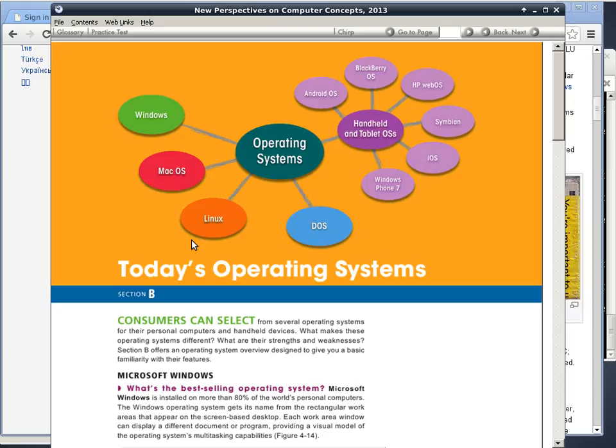For those of you with an Android smartphone, Android has Linux as the core operating system. It has some other stuff on top of Linux, and that's why it's called Android. But underneath, it has Linux as the core operating system.